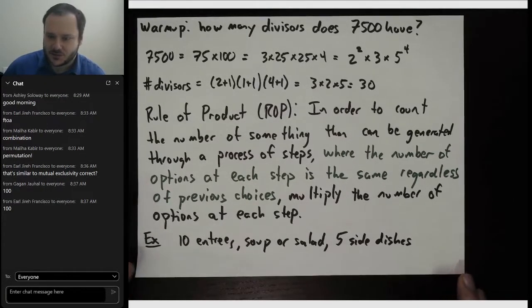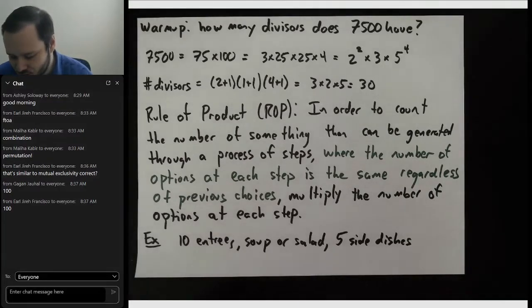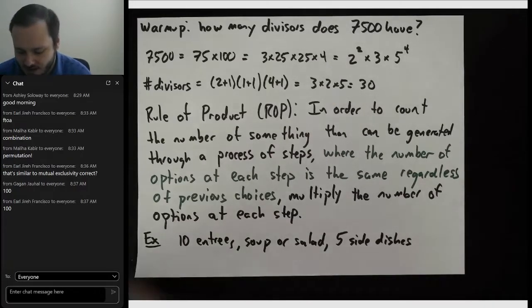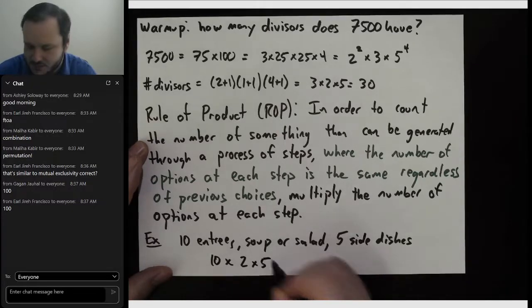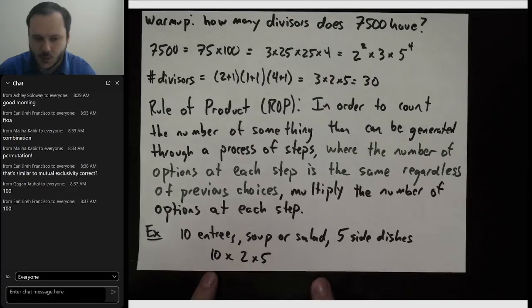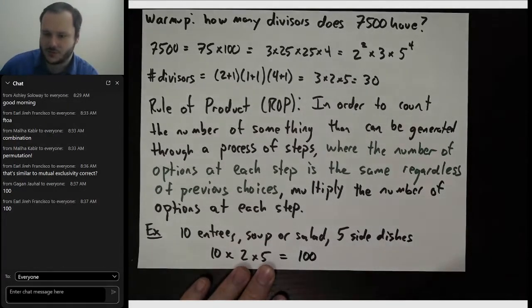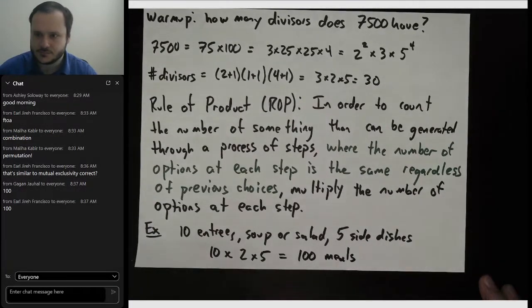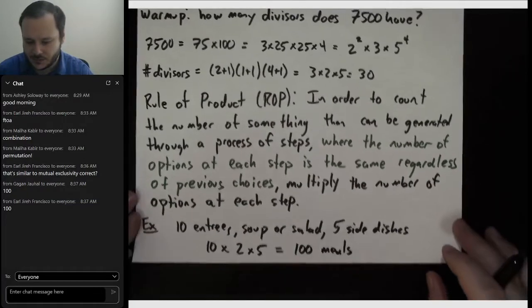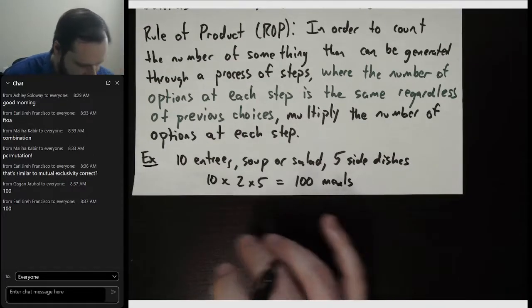Yeah, good. So we've got a 3-step process. Step 1, pick an entree. Step 2, pick soup or salad. Step 3, pick one of the 5 side dishes. Rule of product says there's 10 times 2 times 5 different total meals you can end up with, for 100 options. Okay. So let's do another example.